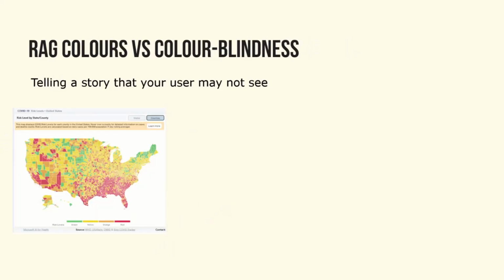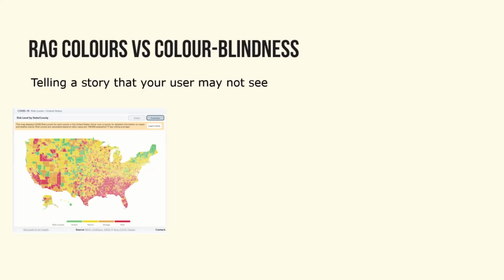Now, talking about conventional color associations, we're going to talk about RAG colors, which are red, amber, and green. We also have a condition that's color blindness, which affects 300 million people in the world. The most common type is red and green color blindness. This means that users who may have red or green color blindness may not see the difference between those colors very well. So you're going to be telling a story that your user may not see.